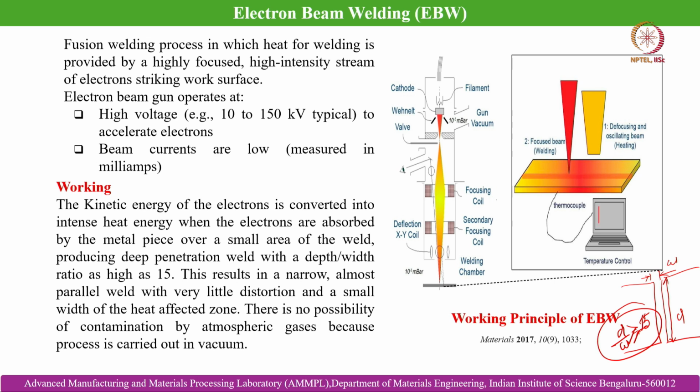sections. So, this results in narrow almost parallel weld with very little distortion, and that is another region. So, why there is little distortion? Because of the focused nature of the electron beam like laser. So, in this case as well the heat affected zone is much smaller in size, and also there is no possibility of contamination by atmospheric gases, because this process is carried out in vacuum. So, this is electron beam welding.